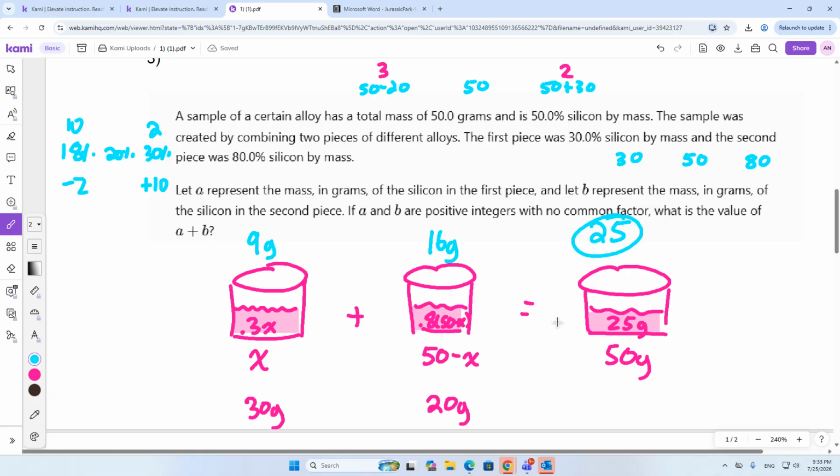So conceptual question. This is very similar to a PSAT question, official one. So just added a little twist to it. So, okay, good job.